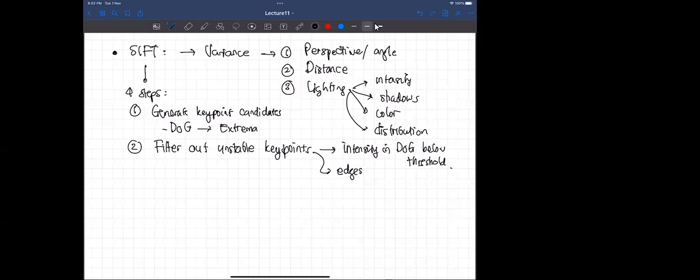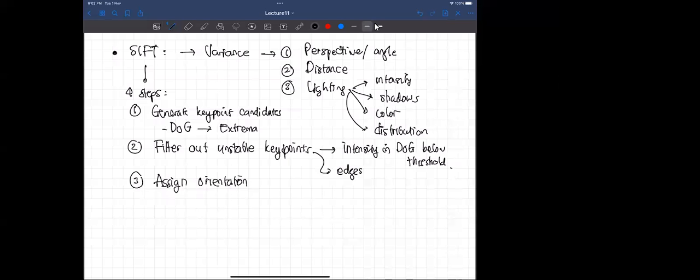Okay, so that is the second step in SIFT. And the third one is what? After we get the stable key points, what is the next challenge? Is the orientation, okay? Rotation especially. So we want to have assignment, or assign orientation.